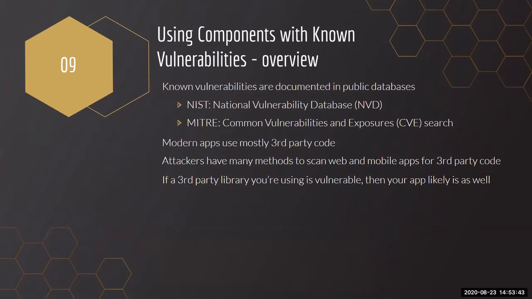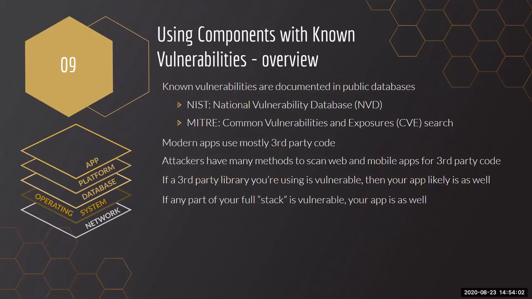If a third-party library you're using is vulnerable, then your app likely is as well. As I said before, if WordPress has a vulnerability that's known and your app is built on WordPress, it's likely vulnerable as well. And you need to make sure that you install the security patch for that vulnerability as soon as possible, as soon as it's available. If any part of your full stack for your application is vulnerable, your app is as well.